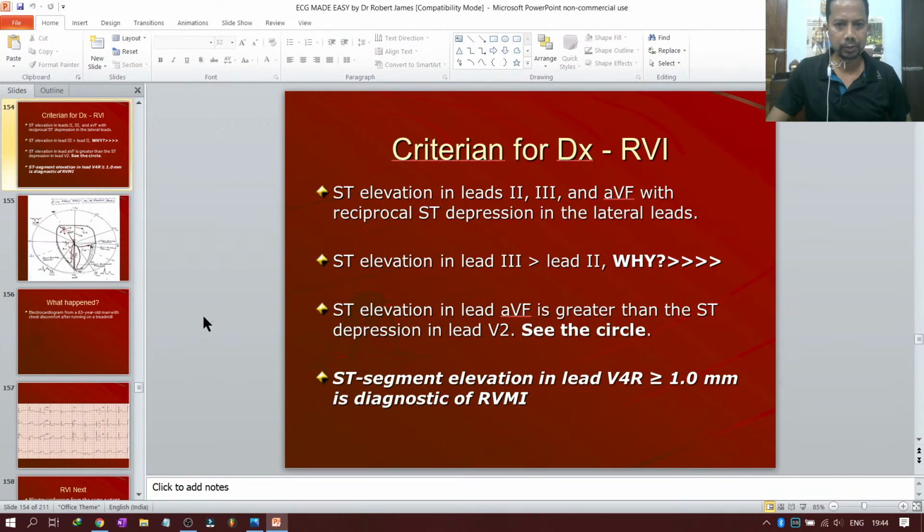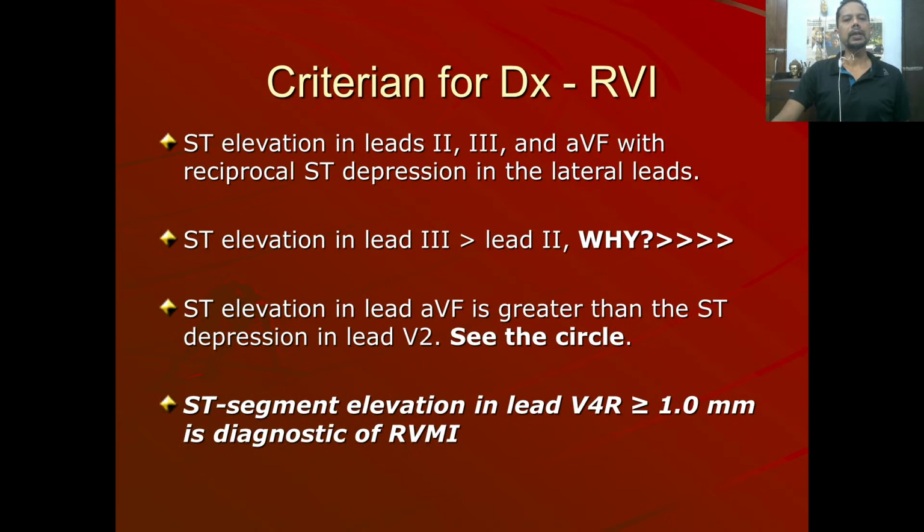Okay guys, so criteria for right ventricular infarction we were discussing. There is ST elevation in leads 2, 3, aVF and reciprocal changes in the lateral leads. So this will signify inferior wall MI, and because the right ventricle is lying like this, so patient's feet are here, body is there, so RV. Okay, so inferior wall MI and right ventricle.